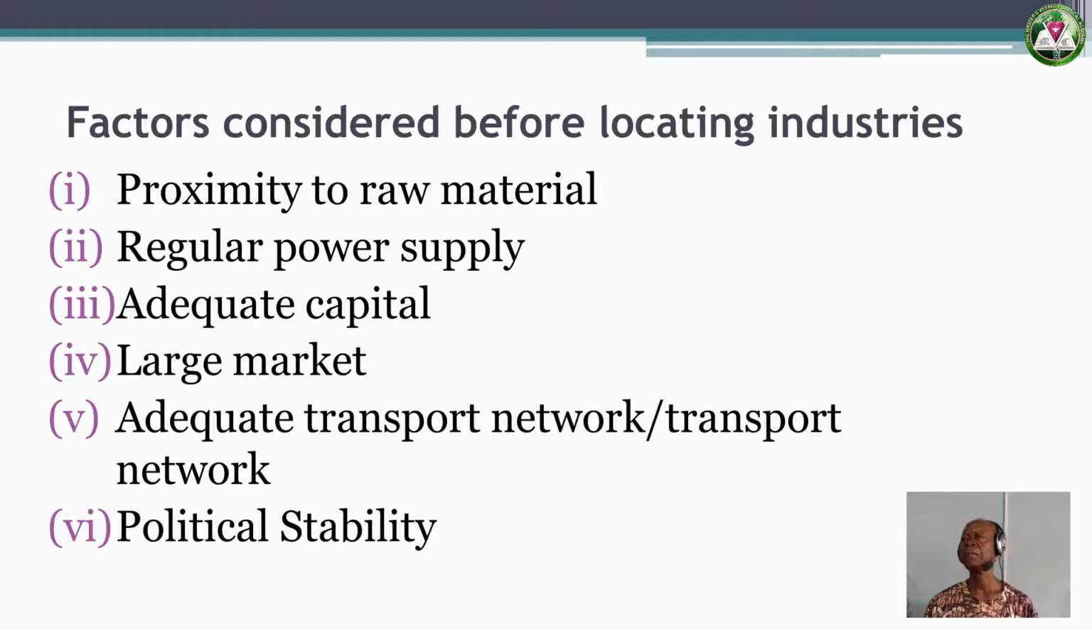Industries require regular power supply. You can't do most of the work manually. If there is regular electric supply, production is easy. And before you set up an industry, which is a third requirement, there must be adequate supply of capital. Enough capital, and in addition, a large market for sales.